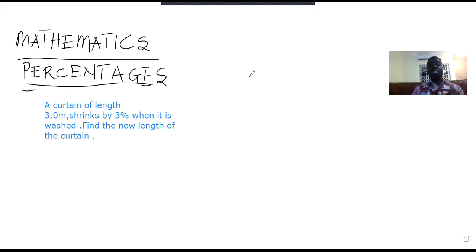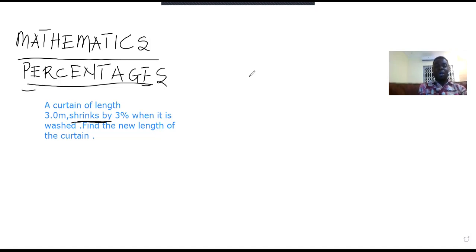Please, this aspect of mathematics, the English aspect, is very, very important. If you don't get the literature aspect very well, you'll be in trouble. You need to understand the meaning of certain words that they use here. So a curtain of length 3.0 meters shrinks. That's a keyword here. Shrinks by 3%. One may ask, what's the meaning of shrinks? I believe you're going to tell me reduced. When something is shrinking, the thing is reducing in size or in length.